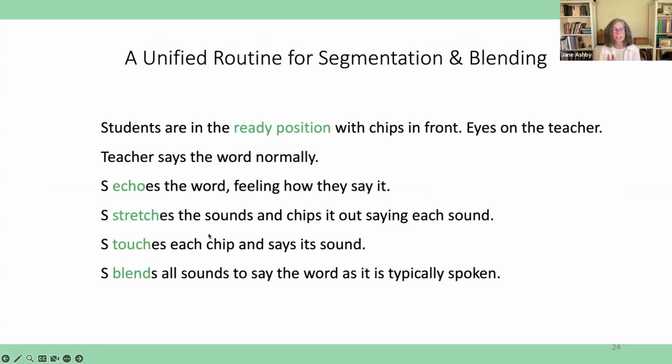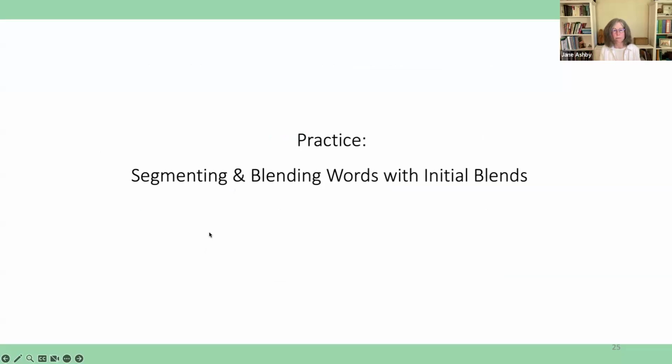I say the word normally. The student echoes the word, feeling how they say it in their mouth. Then they stretch the sounds. They push the chips as they say each sound. They touch each chip and say the sounds, and then they blend all the sounds together to say the word as it is typically spoken. So now you have that in words. So now let's go to the demonstration.